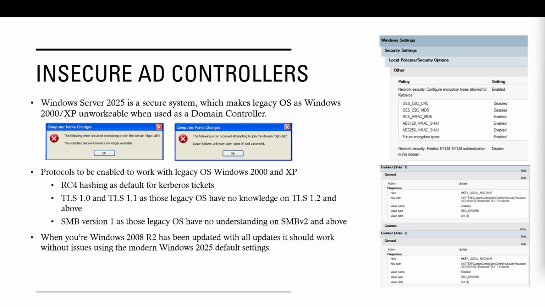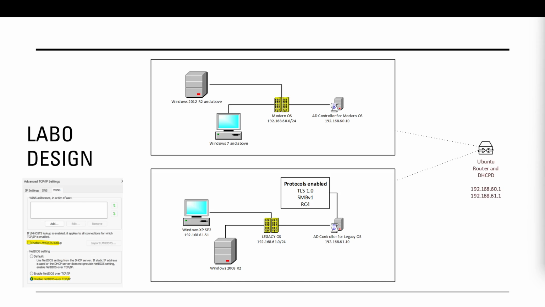SMB version 1 is also required, and that's mainly for the GPOs and the netlogon scripts, because Windows 2000 and Windows XP are not aware of SMB v2. On Windows 2008 R2 and above, you normally have no issues because all those protocols mentioned here are also integrated in 2008 R2. So all these adjustments are only to be made for Windows 2000 and Windows XP.